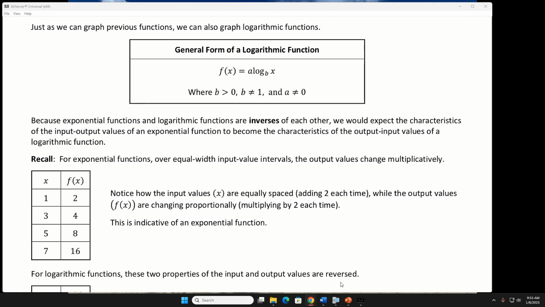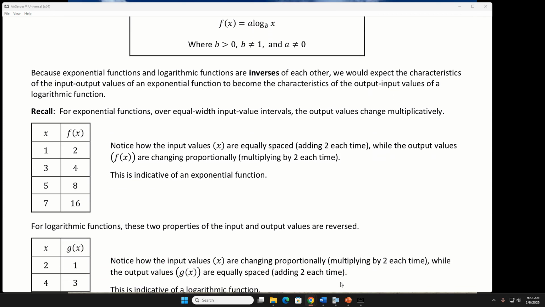So the base of a logarithm has to be greater than 0, so no negative bases. And the base also can't be 1. And then this number in front can't be 0. So you just have to think about that. The base can't be negative and can't be 1.